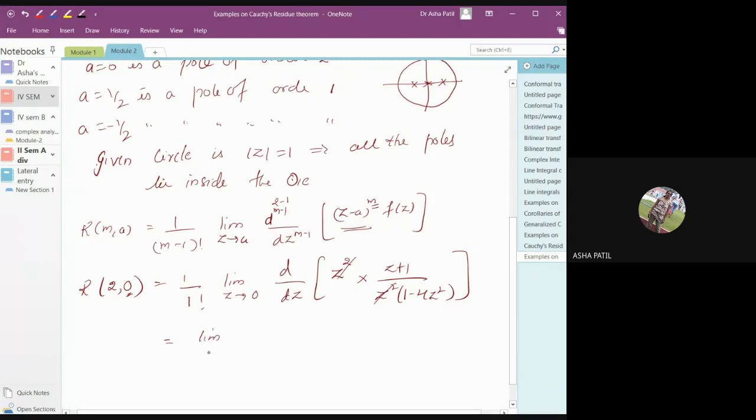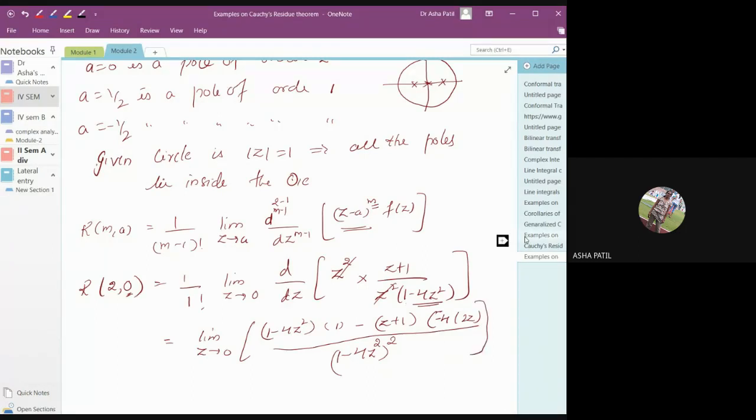So what's the residue? Limit as z tends to 0. What's the derivative of this function? 1 - 4z² as it is, times the derivative of the numerator, minus the numerator as it is, times the derivative of the denominator. Derivative of 1 is 0, minus 4 constant, derivative of z² is 2z, whole divided by (1 - 4z²) whole square. It is in the form of u by v, so we have to differentiate using the u by v form.